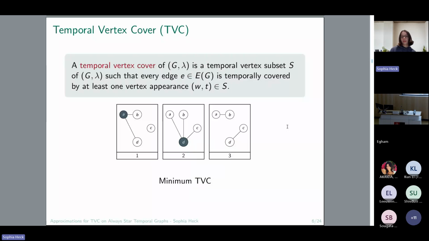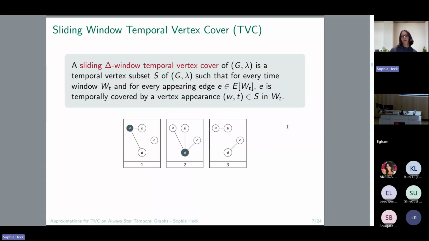However, you might have noticed that every edge is only covered a single time over the whole lifetime of the graph. If we have repeated monitoring tasks or something like this, it might not be sufficient to do only one coverage over the whole lifetime. Therefore, the sliding window temporal vertex cover was introduced. This allows some sort of regular monitoring by introducing a fixed size window of size delta. Basically, we extend our definition so that every edge not only needs to be covered over the whole lifetime, but in every single window.